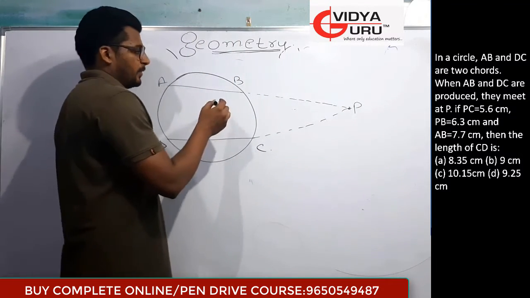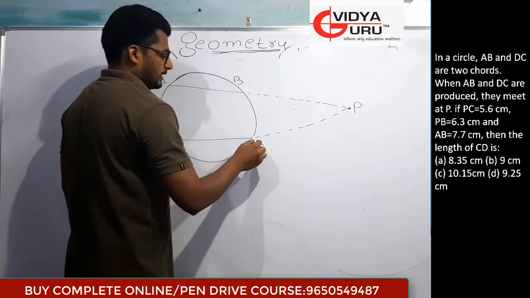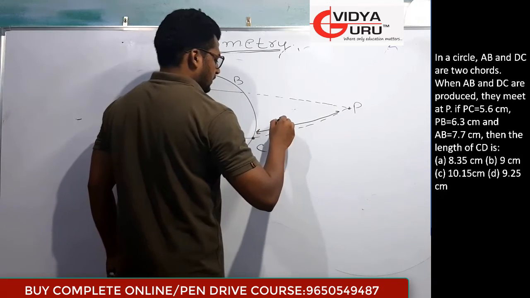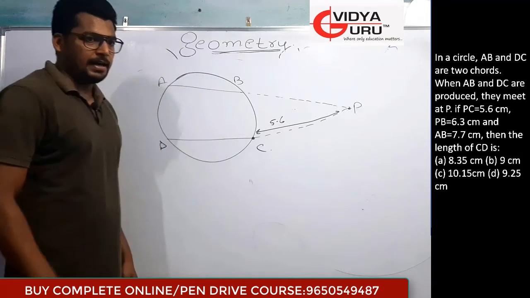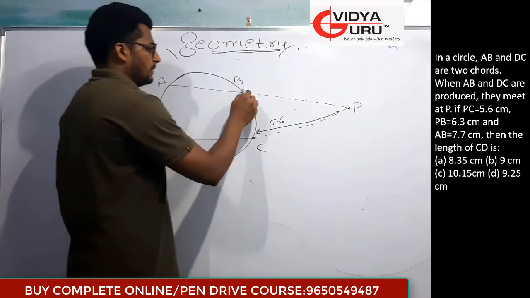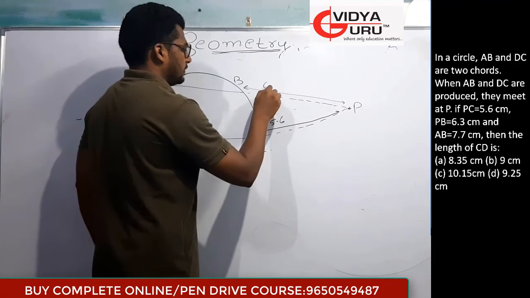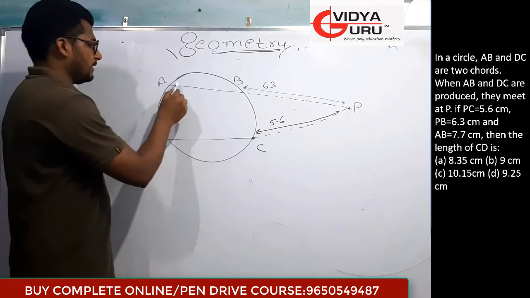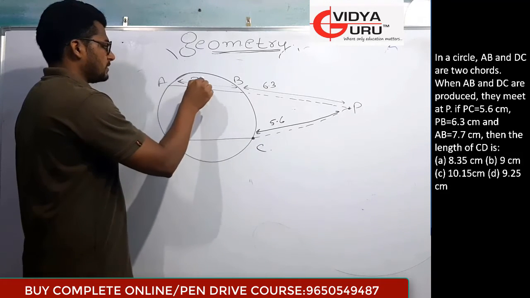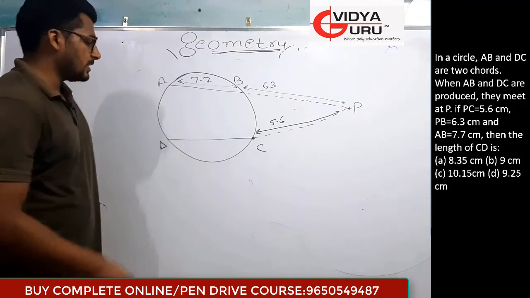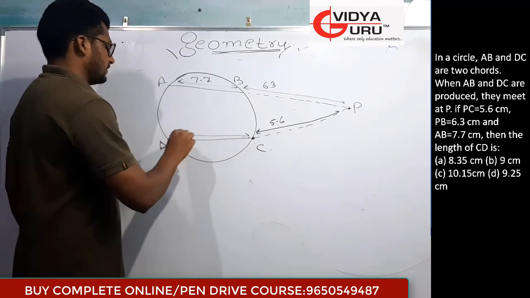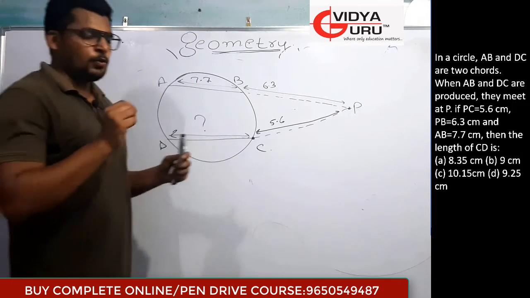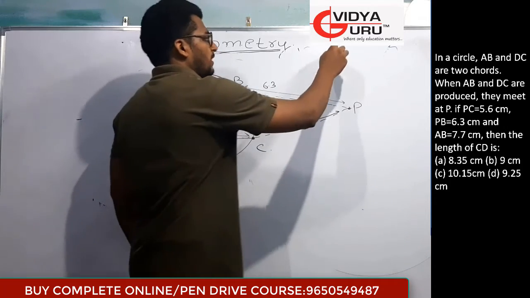Now some values are given. PC is 5.6, PB is 6.3, and AB is 7.7. What is the question asking? The length of CD. CD is asked. Again, I am going to tell you two properties.